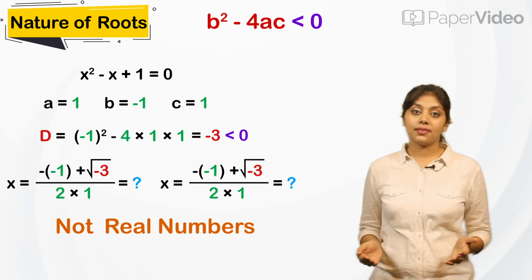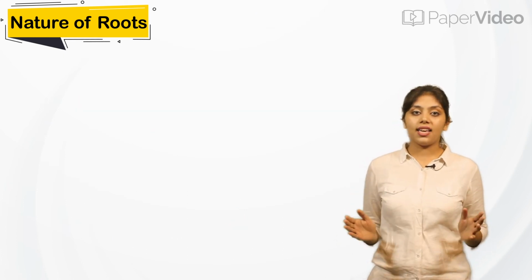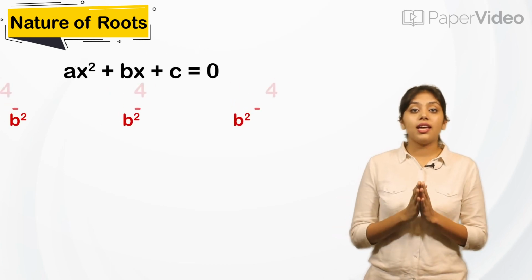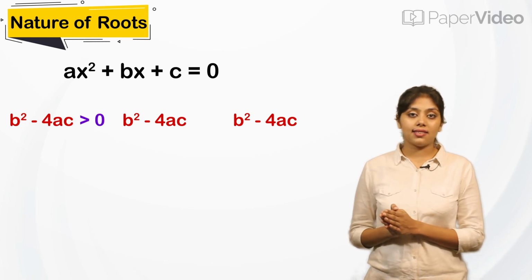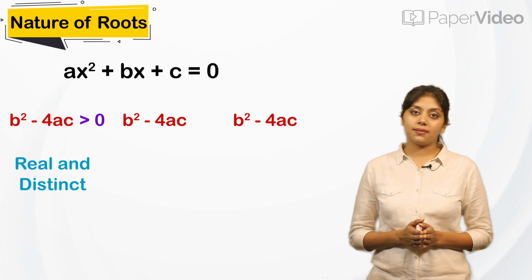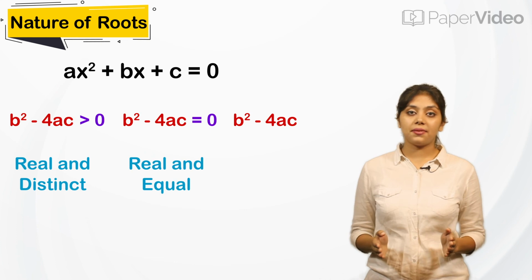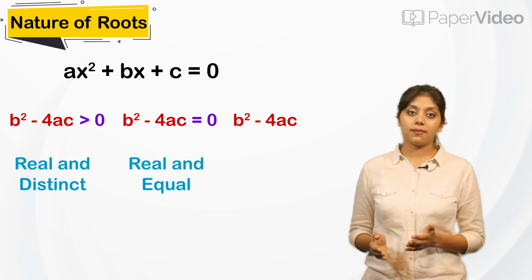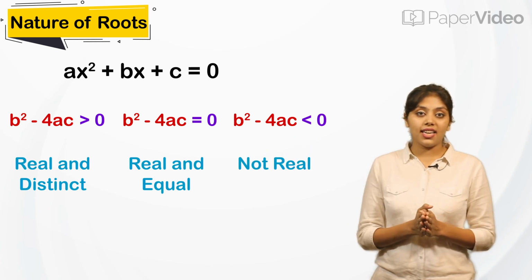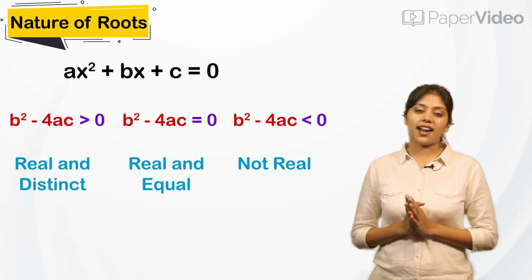Let's quickly sum up what we have learned. For a quadratic equation, ax square plus bx plus c equal to 0, if the value of discriminant is greater than 0, then the quadratic equation has two real and distinct roots. If the value of discriminant is equal to 0, then the quadratic equation has two real and equal roots. If the value of discriminant is less than 0, then the quadratic equation has no real roots. These are the nature of roots of a quadratic equation.